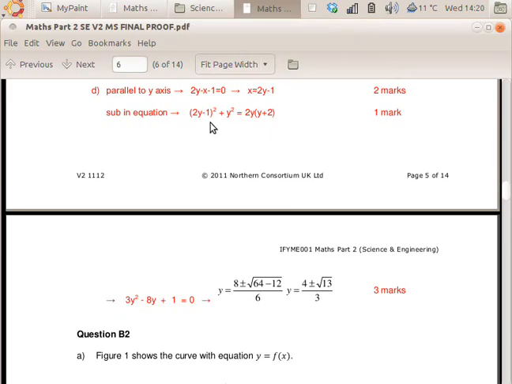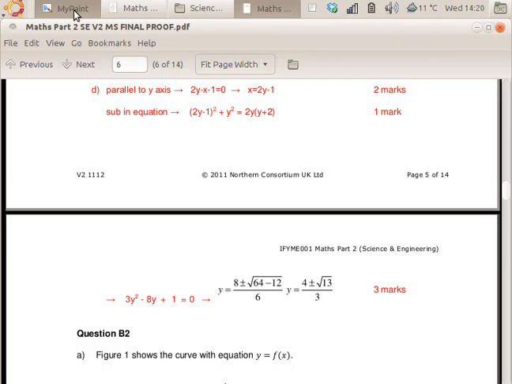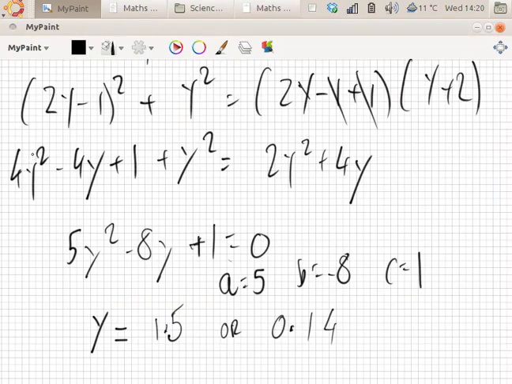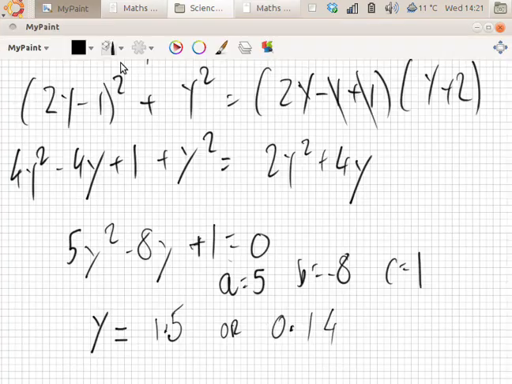Is this one right? Did I write the same thing down here? 2y minus 1, plus y squared, equals 2y times y plus 2. Right, so if I expand that, that's 4y squared minus 4y plus 1 plus y squared. So where did he get 3? Oh, I never took this one over. So that's just 3. Take the 2 over. So that changes these two.